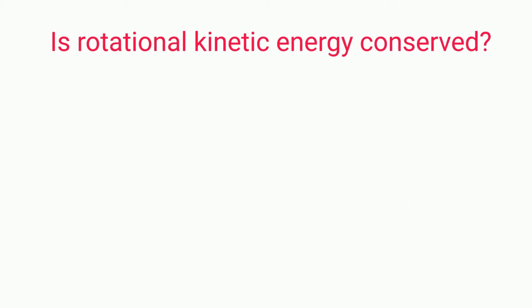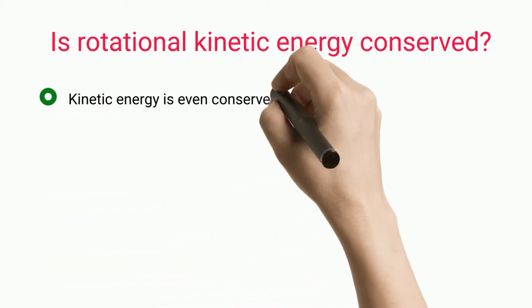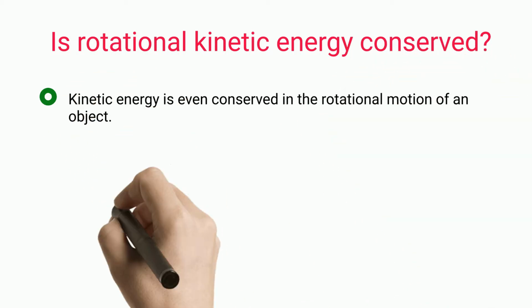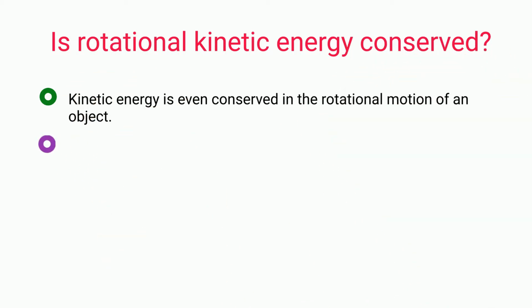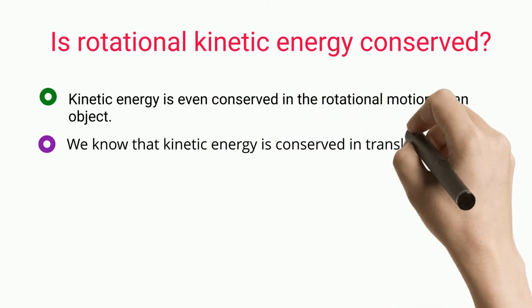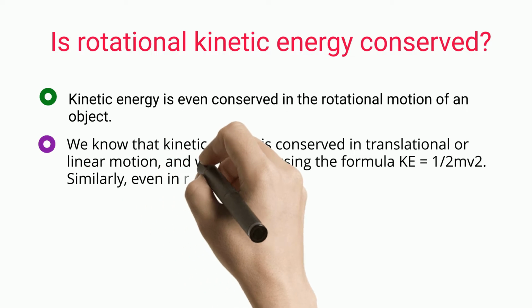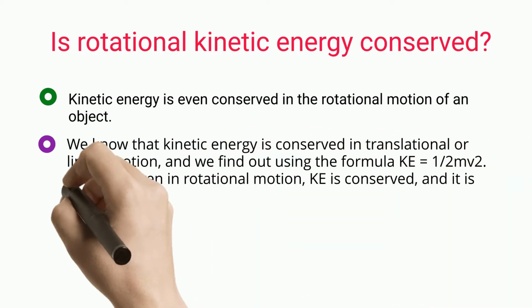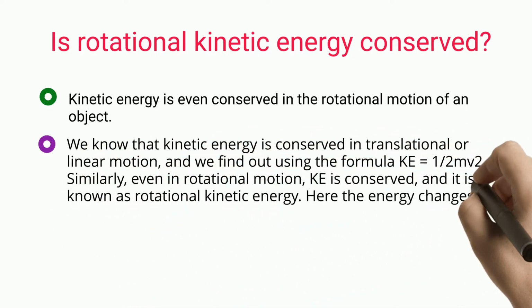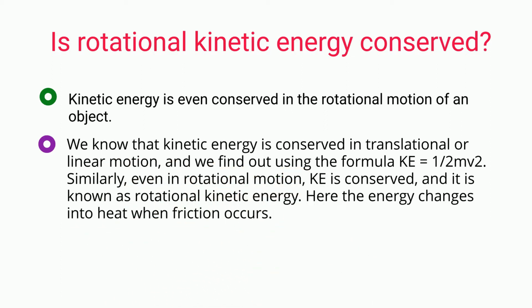Is rotational kinetic energy conserved? Kinetic energy is even conserved in the rotational motion of an object. We know that kinetic energy is conserved in translational or linear motion, and we find it using the formula KE equals 1/2 mv². Similarly, even in rotational motion, KE is conserved, and it is known as rotational kinetic energy. Here the energy changes into heat when friction occurs.